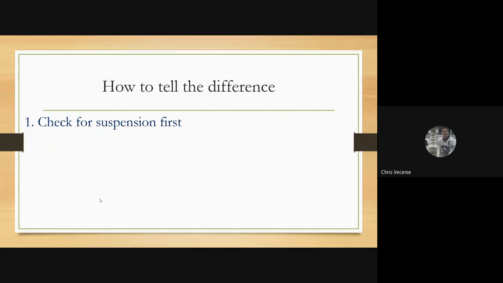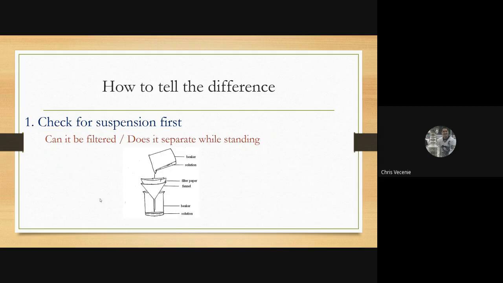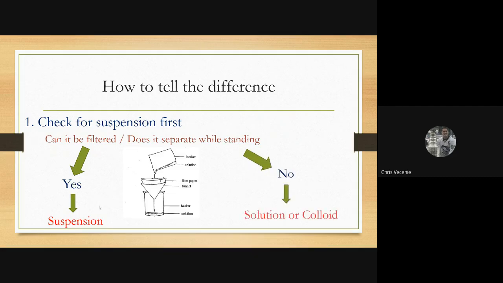Well, if you look back on those previous slides, you'll see suspensions are the only ones that separate while standing or can be filtered. So you ask yourself, is the substance I'm asked about something that'll separate all by itself? Or if I pour it into a filter, will some of it get stuck in the filter and some of it go through? If the answer is yes, it can be filtered or it separates, you know it's a suspension. If the answer is no, you know it's not a suspension, which means the other two are still fair game.